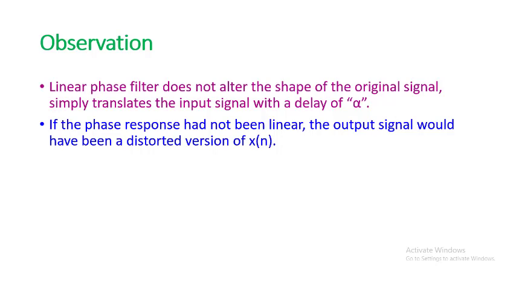Now if the phase response had not been linear, then we would have got the output signal as a distorted version of x of n. But a filter is a device that is not meant for any attenuation or amplification. Its job is just to pass the input to the output within a frequency limit. That can be achieved in a better way with the help of linear phase.